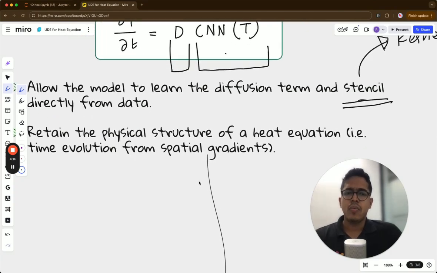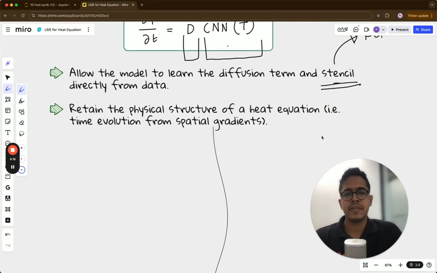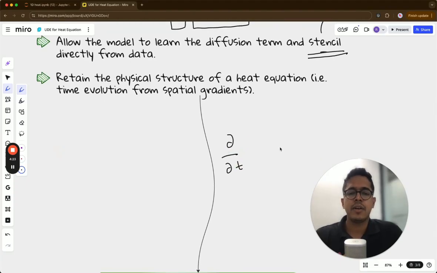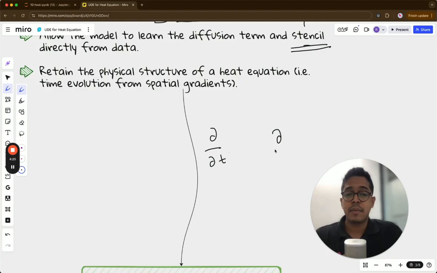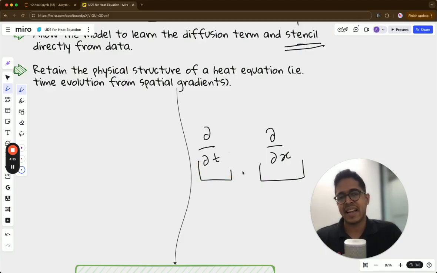We also want to retain the physical structure of our heat equation. Now, what is the physical structure? It has a rate of change of time kind of term. It also should have some kind of ∂/∂x term. It may be ∂/∂x, it may be ∂²/∂x², ∂³/∂x³, whatever. But there should be gradient in space and gradient in time. These two things should be there in the physical structure of the heat equation, and only diffusion is happening.